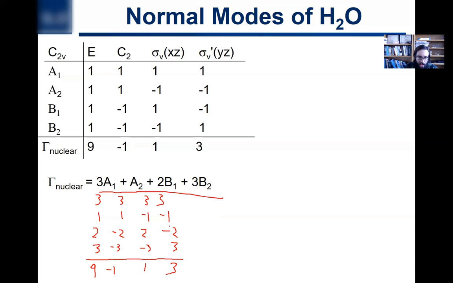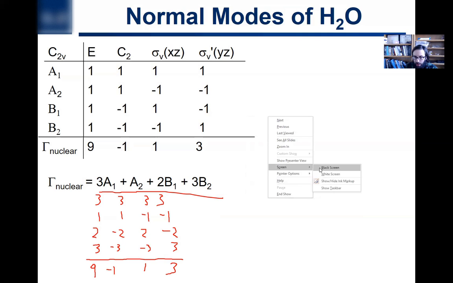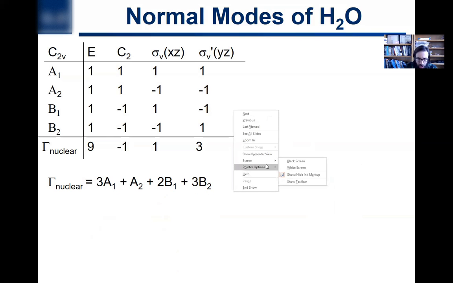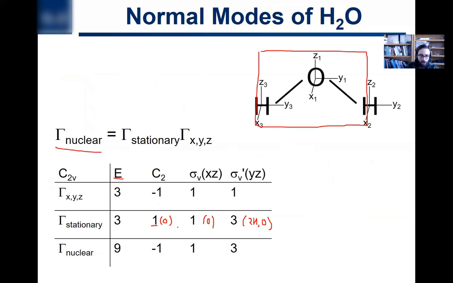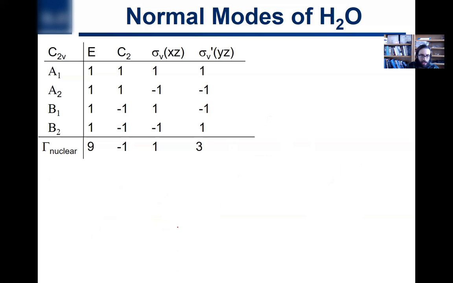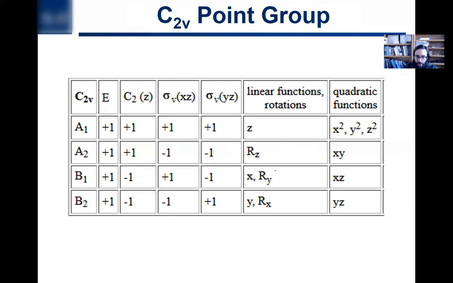All right, so this is gamma nuclear. How do we then get the normal modes? That's what we care about. Remember I said that the gamma nuclear is all of the different degrees of freedom. It includes translational and vibrational, okay? So what we have to do is look at the C2V character table. Let me pull that up. In the C2V character table, we have to look for translations. So translations are the X, Y, and Z functions. It's translating in the X direction, translating in the Y direction, translating in the Z direction.